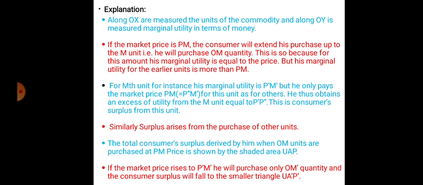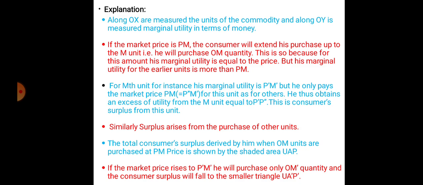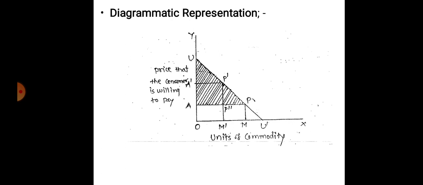Okay, the consumer will extend his purchase up to Mth unit. That is, he will purchase only OM quantity. OM quantity means, in terms of the figure, it is 5 oranges. This is so because for this amount his marginal utility is equal to price. But his marginal utility for earlier units is more than PM. More than PM means this is P dash M dash. It is greater than PM. So that's why the triangle becomes smaller and smaller.